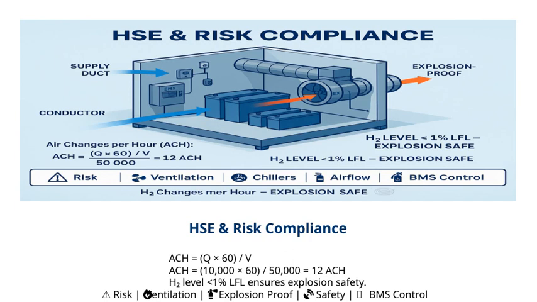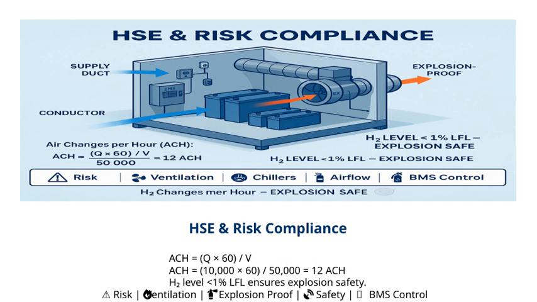First, the ACH, or air changes per hour, is calculated using this formula. ACH equals Q times 60 divided by V here. Q is the airflow rate, which in this case is 10,000 cubic meters per hour, and V is the volume of the space, 50,000 cubic meters. Plugging those numbers in, we get 12 ACH. This means we're exchanging the air in this space 12 times every hour, which is important for maintaining safety and air quality.